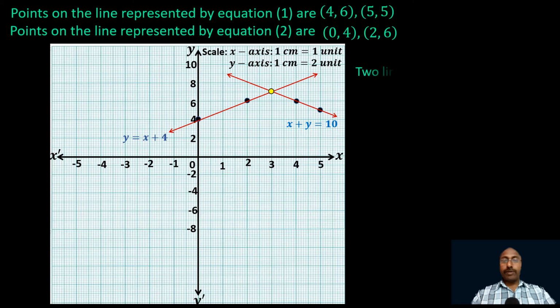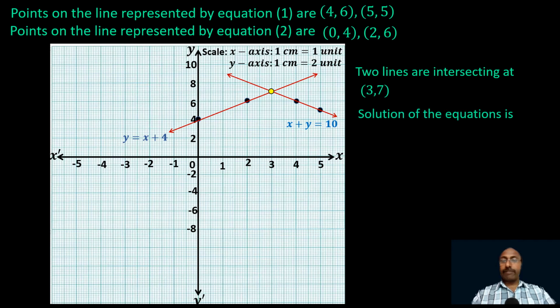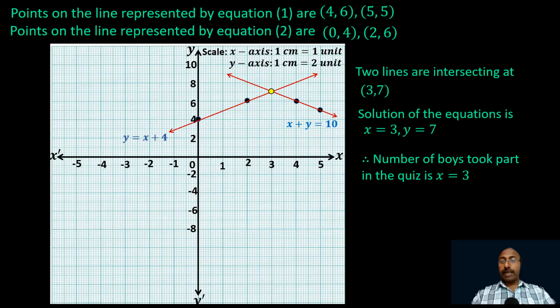So let us write: the two lines are intersecting at the point 3 comma 7. So the solution of the given equations is x equal to 3 and y equal to 7. What is x here? The number of boys is x. So the number of boys who took part in the quiz is x equal to 3 and the number of girls who took part in the quiz is y equal to 7. So that is the solution of the problem. Okay, so let's take the fifth one.